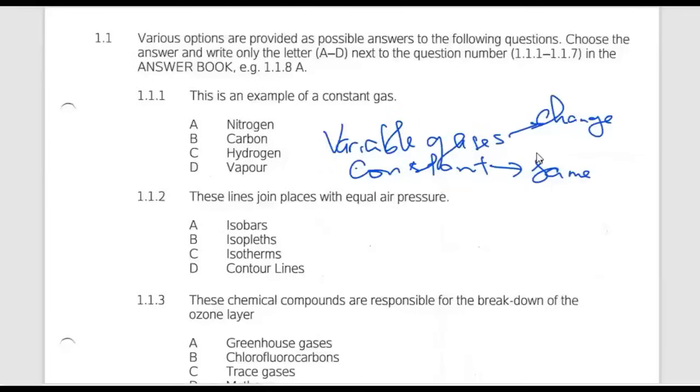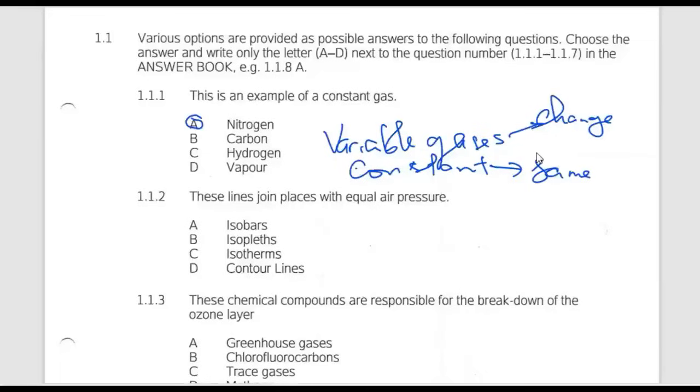Our correct response is A. Nitrogen is the one which is constant. Carbon dioxide, hydrogen, and water vapor vary from place to place. They don't remain the same, or they don't maintain the same percentage.